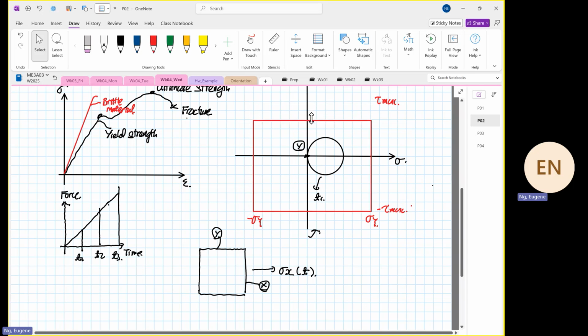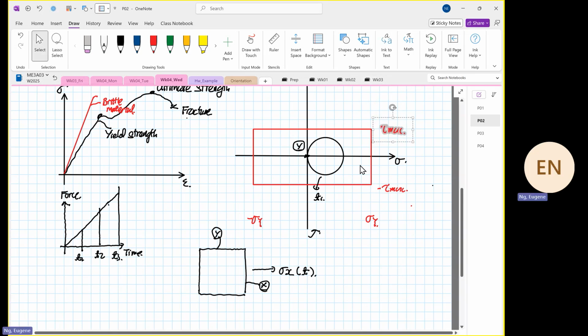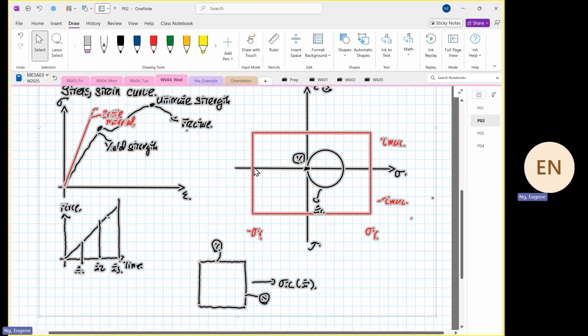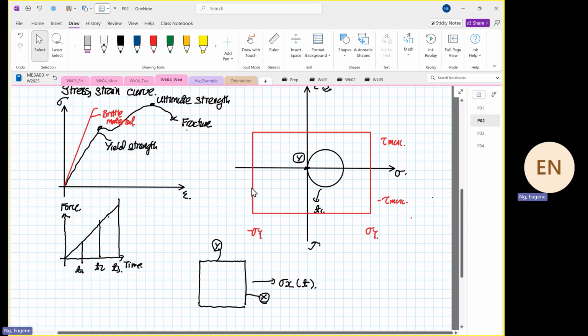I do apologize. It should not be the same. Okay, I make it slightly bigger, just slightly. It should not be equal. I drew it equal, which is not realistic. Okay. So again, still the same.